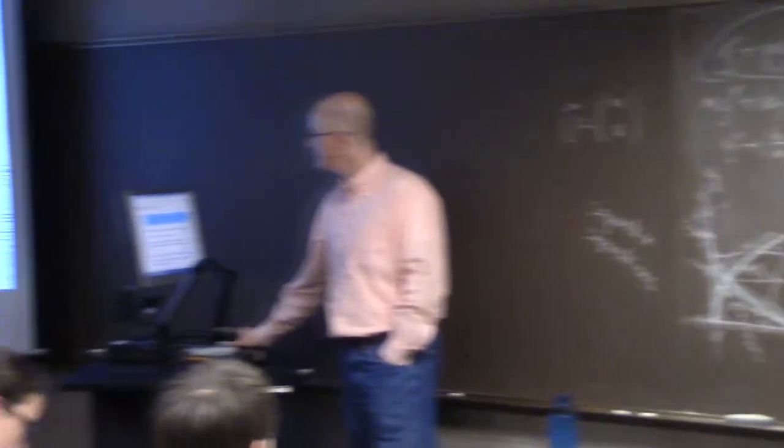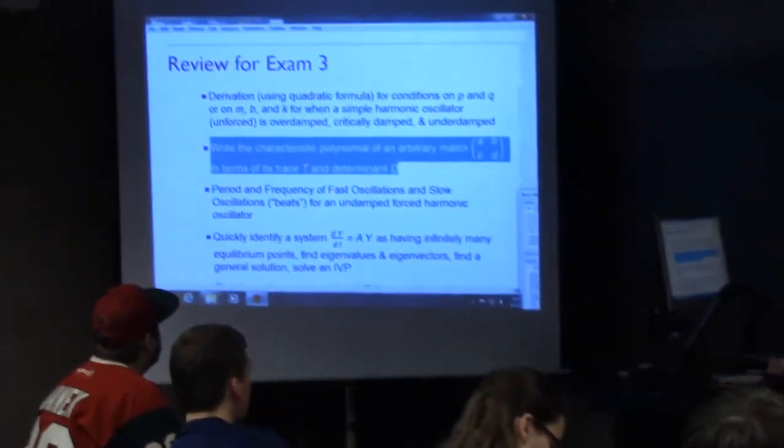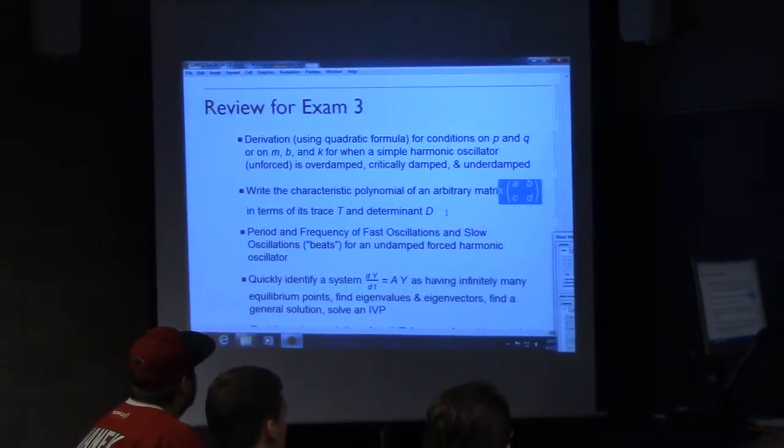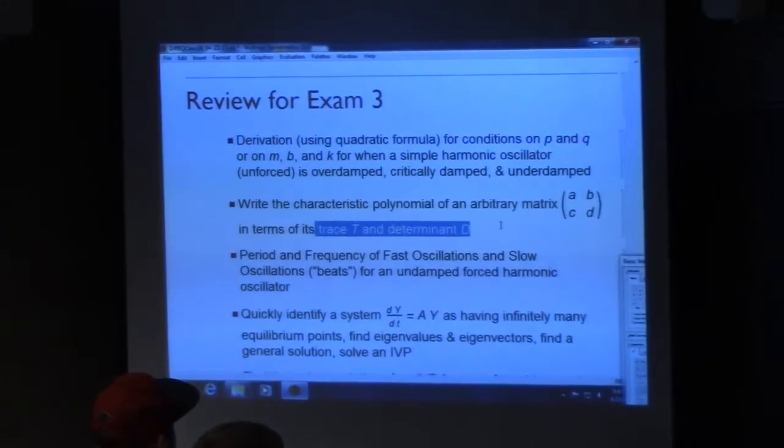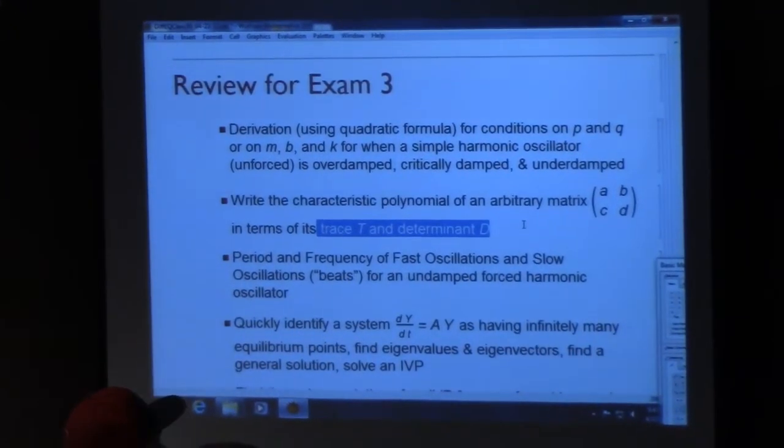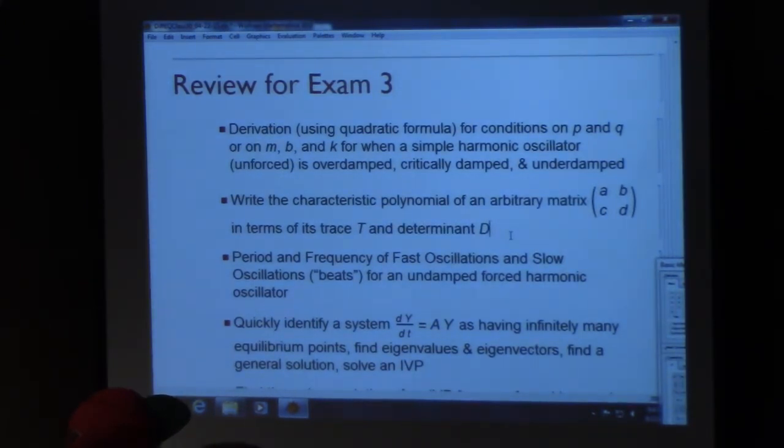Second type of problem is to write the characteristic polynomial of an arbitrary matrix, little a, little b, little c, little d, in terms of its trace and determinant. If you don't remember what the trace and determinant are, I'll let you look those up. I'll let you think about this. You've got to think about finding eigenvalues and how you find eigenvalues to help you find that characteristic polynomial. I'm not going to write it down. That's for you to think about.